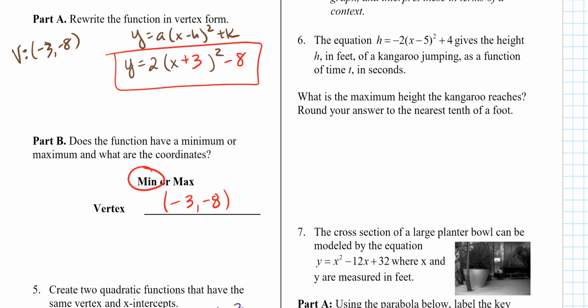So we know that maximum and minimum comes from the vertex, and we can see that we're already in vertex form. So I just need to identify the vertex, which is going to be at positive 5, positive 4, h and k, and the maximum is the y value. So my y value is 4, and we need to be more specific. The maximum is 4 feet.